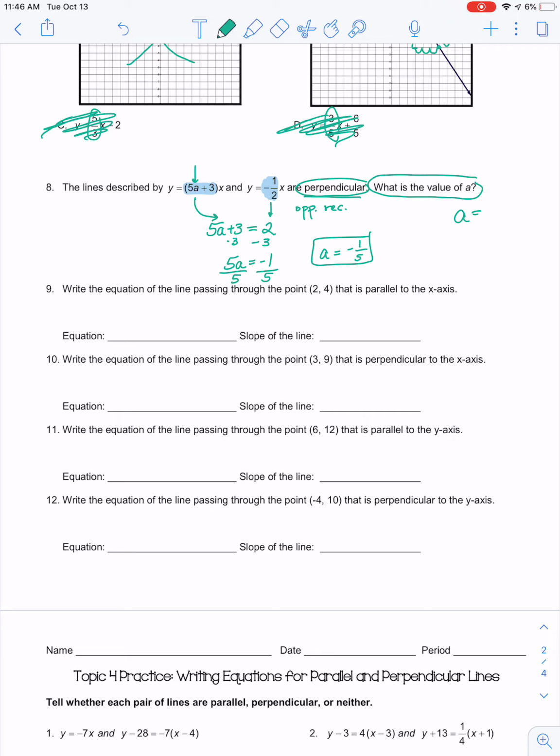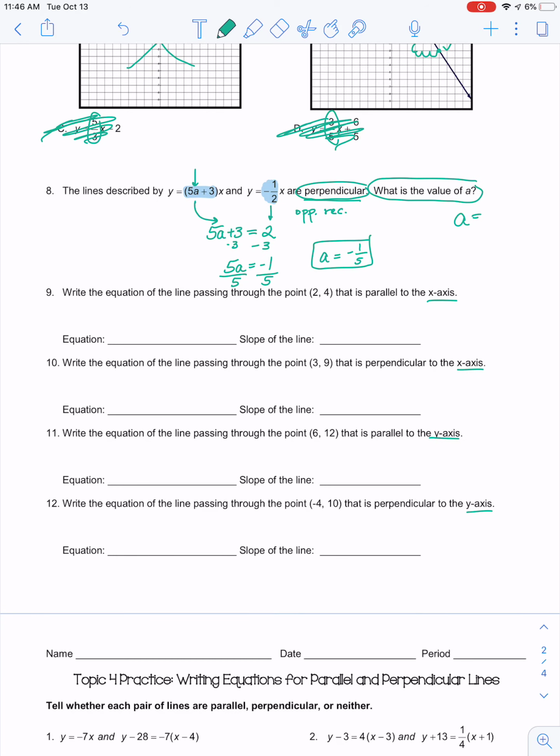If you look at each problem, it says x-axis, x-axis, y-axis, y-axis. I would try to get a visual in your mind of what the axes look like, the axes, if you will. So just a reminder, this is your coordinate grid. This is the x-axis, and this is the y-axis, okay? So number 9, it says write the equation of line that passes through the point 2, 4 and is parallel to the x-axis, okay? Well, parallel to the x-axis, that would be a horizontal line, okay?